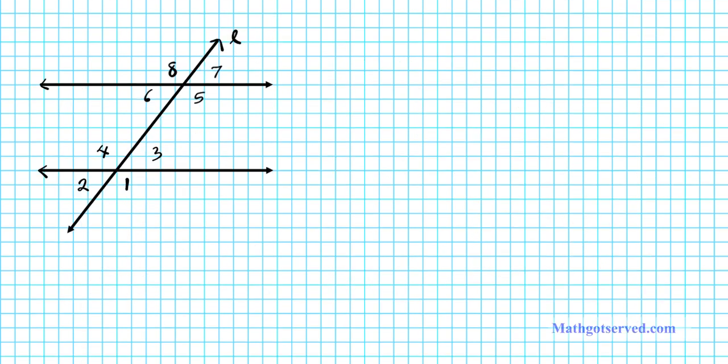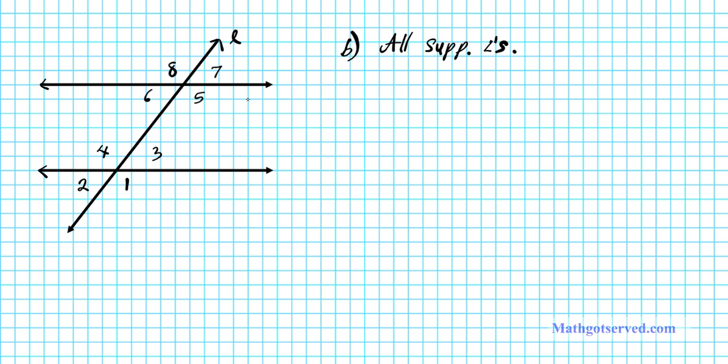All right, let's go ahead and answer the B part. For the B part, we are to state all pairs of supplementary angles. So all supplementary angles. For that, we just need to look at the pairs of angles and ask ourselves which pairs add up to 180.